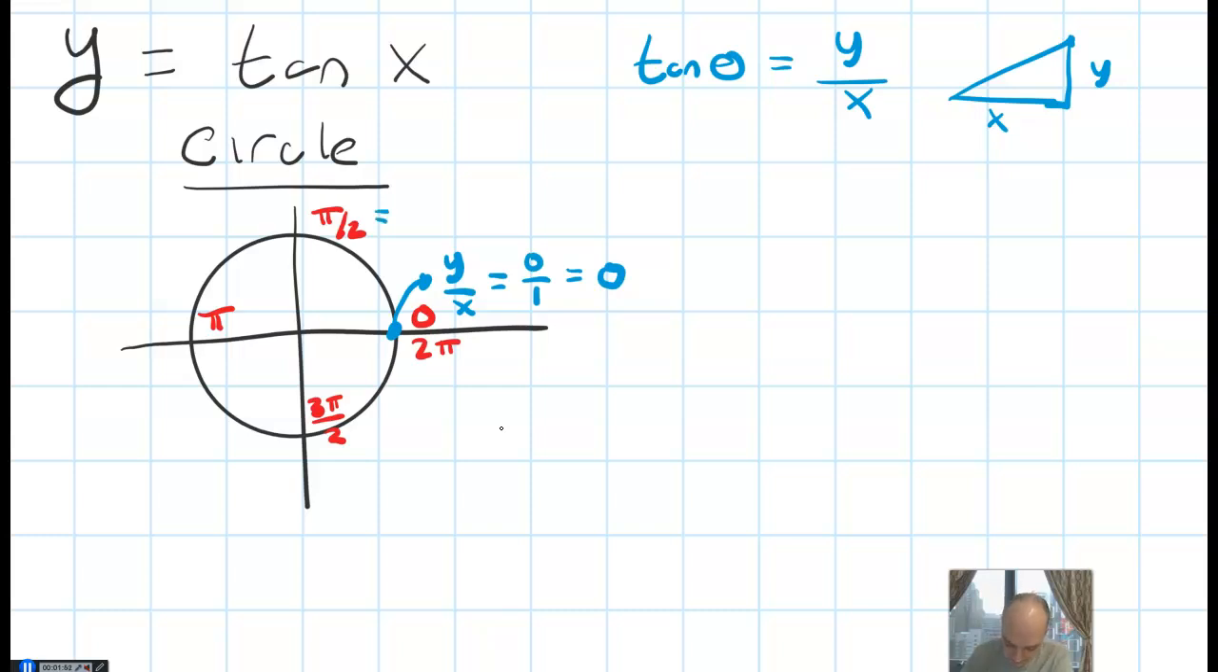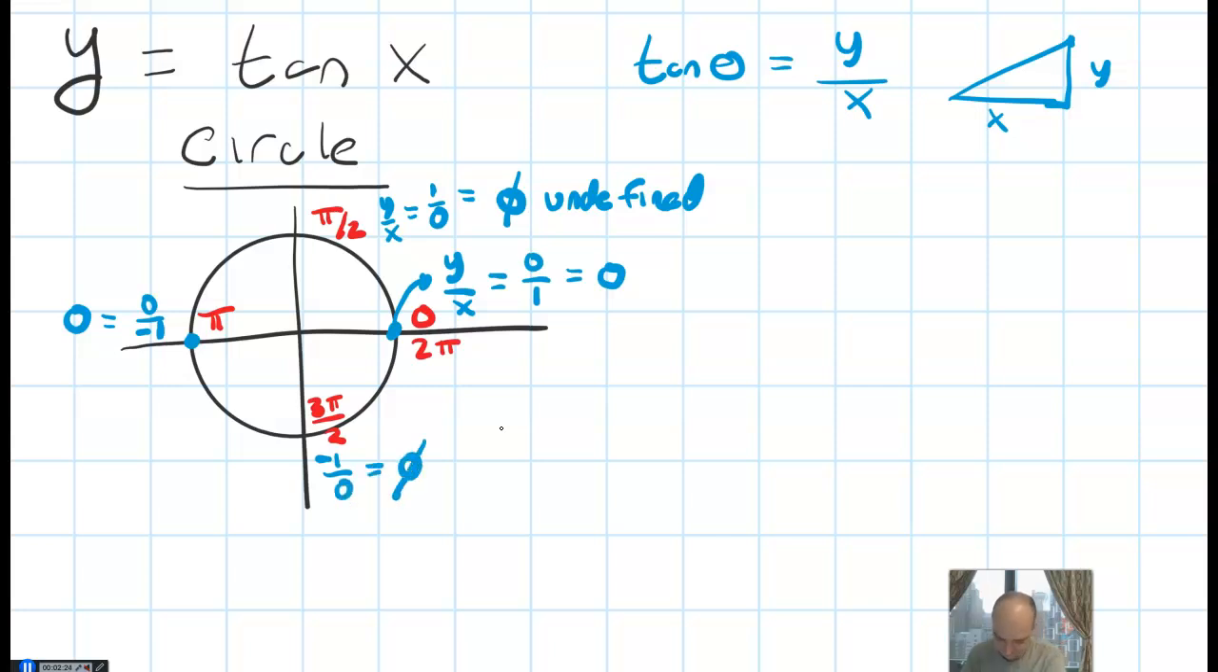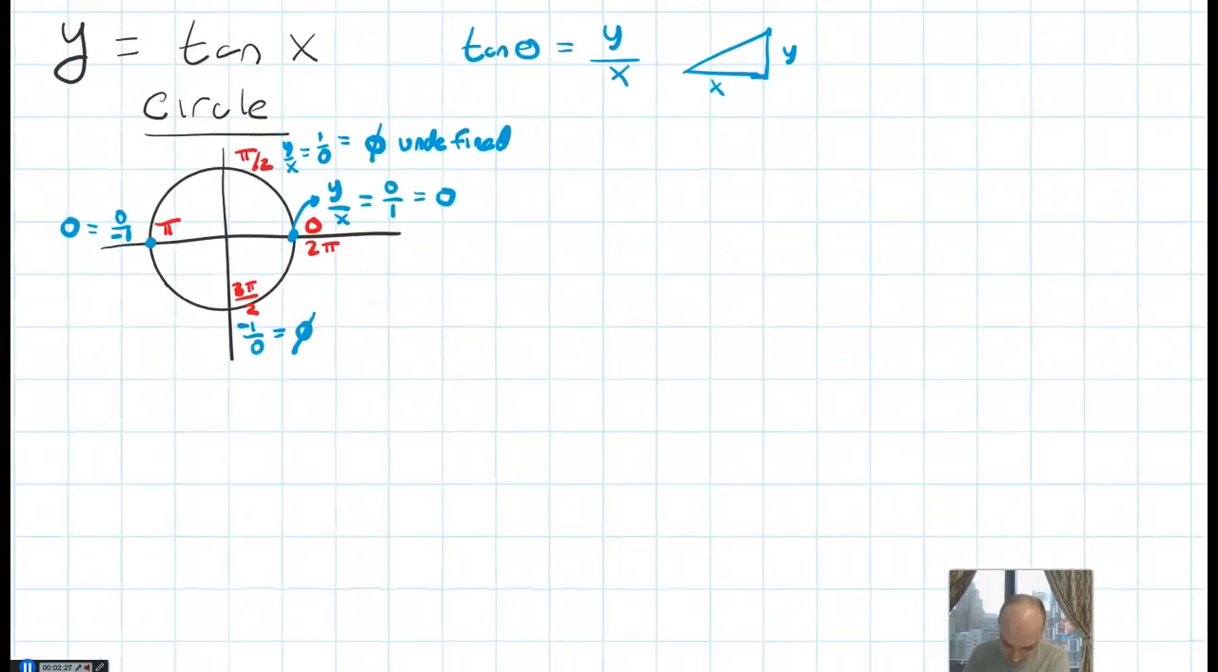At pi over 2, y over x is 1 over 0. Uh-oh. 1 over 0 is not 0. It's undefined. I'm going to use that little null set symbol as a shortcut for undefined. At pi, we're back to 0 over negative 1, which is 0. And at 3 pi over 2, we're at negative 1 over 0, which is back to being undefined. So now let's say I wanted to sketch out a graph of tangent.